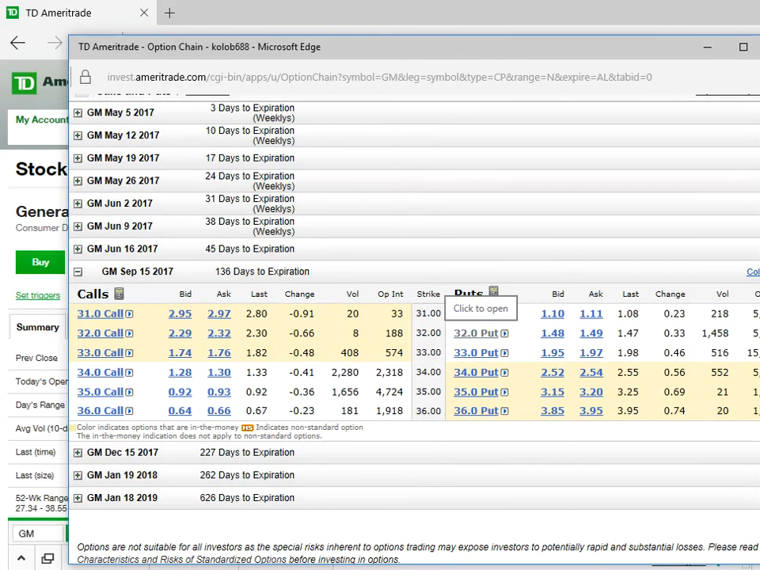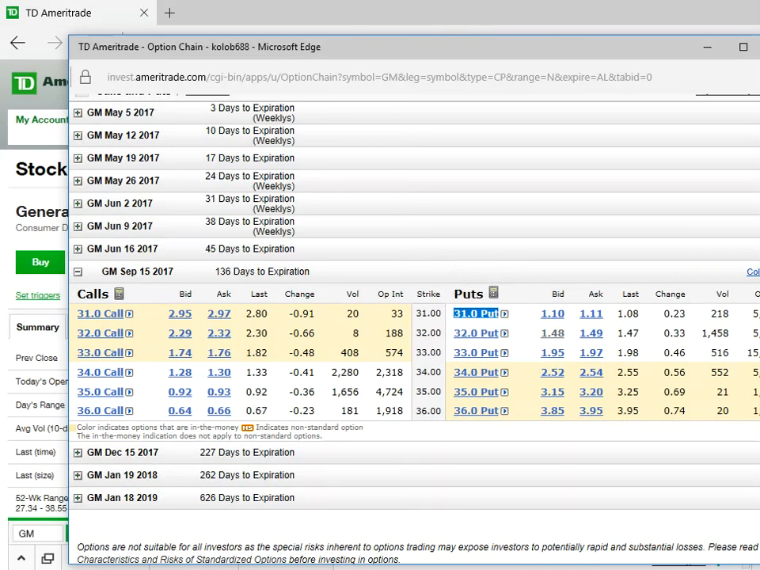Because this put option means you are selling a contract to another person to sell 100 shares to you, so that in 136 days, if the value of General Motors goes below that, then you will automatically buy 100 shares from that option buyer. That's what happens when you are an option seller. You are giving other people the right to buy or sell 100 shares per contract to you. So you've chosen the $31 put.